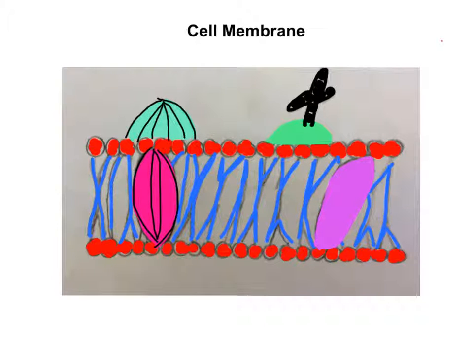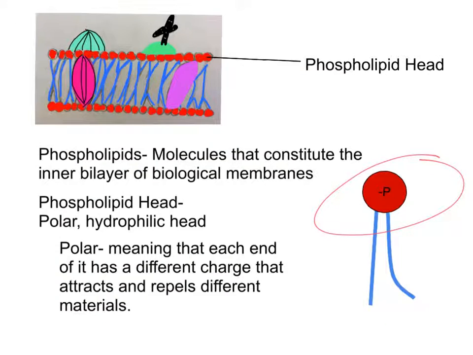The cell membrane. To start off with the cell membrane, we start with the phospholipid head. The phospholipid is a molecule that constitutes the inner bilayer of biological membranes. So to start off, let's look at the big photo right here. This is a phospholipid head, the red circle.